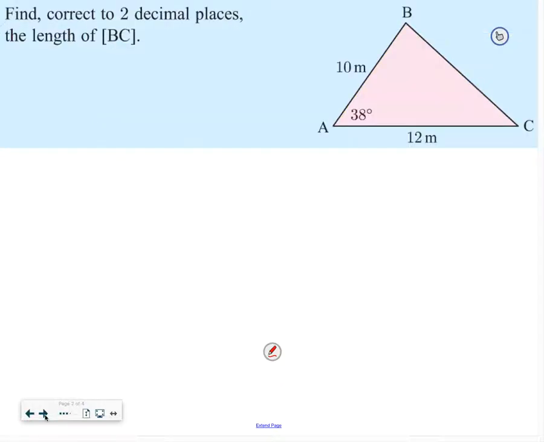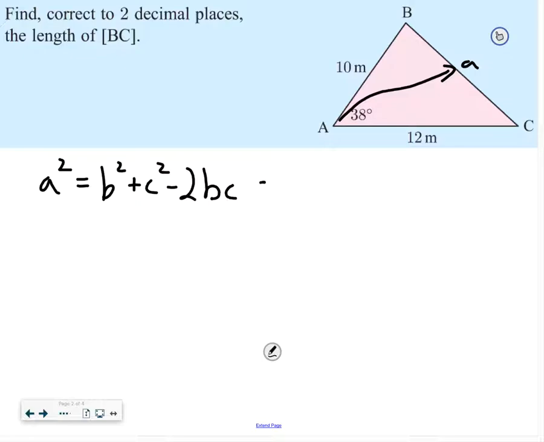Okay, so find, correct to two decimal places, the length of BC. Okay, so if I want to find the length of BC, I'm going to label this side A because it's opposite my angle A. So I know that A squared is going to be equal to B squared plus C squared minus 2BC cosine of 38 degrees.